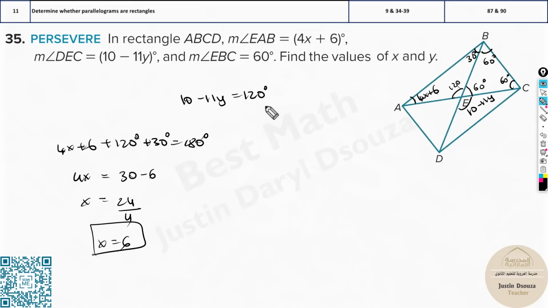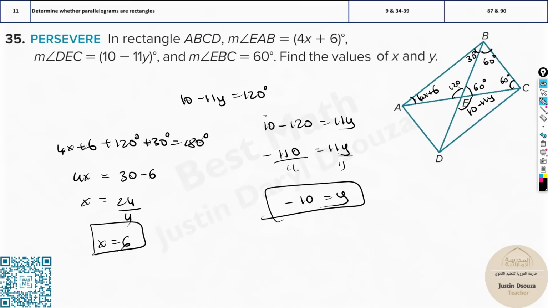And what about y? We have to take this to the other side basically. Or, let me just solve it like this. 10 minus 120 is equal to 11y. We are going to get negative 110 here, equal to 11y. Divide both the sides by 11. You're going to get minus 10 is equal to y.